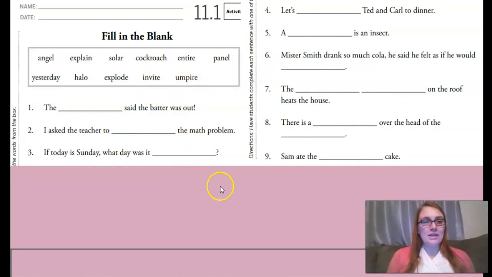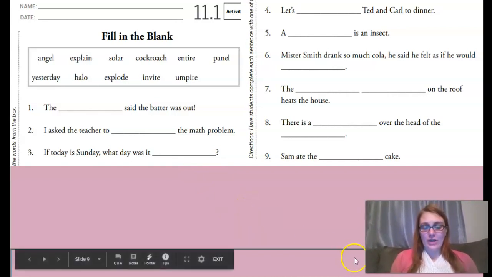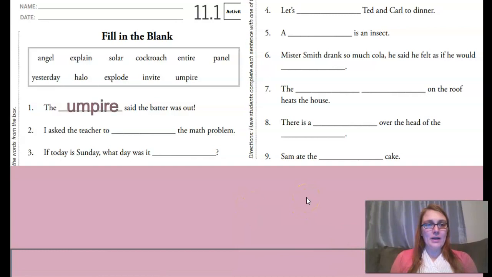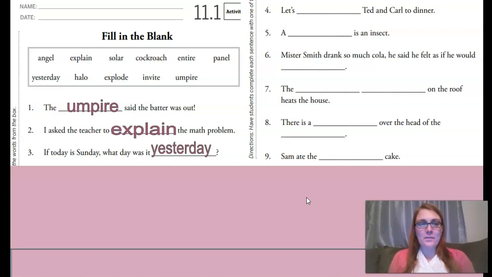Okay, number 1, the blank said the batter was out. Looking at the words, the umpire. Number 2, I asked the teacher to blank the math problem. Look through the list. Explain. Number 3, if today is Sunday, what day was it blank? Looking at the list again. Yesterday. Number 4, let's blank Ted and Carl to dinner. Okay, look at the list. Invite. Number 5, a blank is an insect. So which word is an insect? A cockroach is an insect.